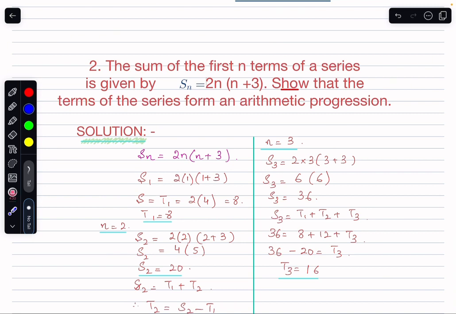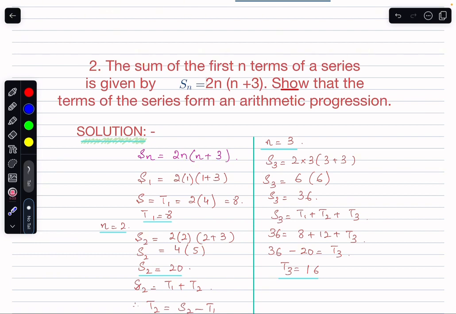To have an arithmetic progression, there has to be a certain pattern of an increasing or a decreasing sequence. For that, I should have the common difference, which is d. So let's go for the working then. The sum is given as Sn equals 2n times (n plus 3).